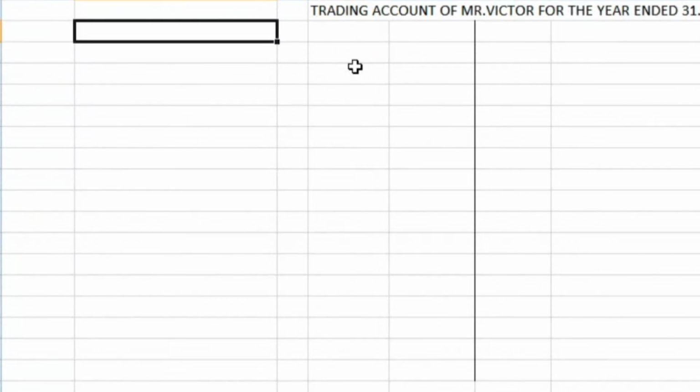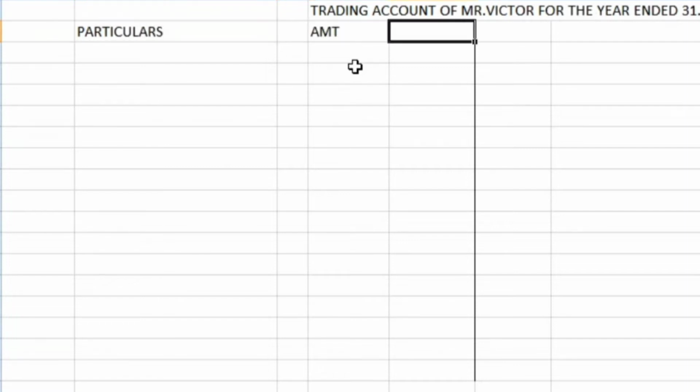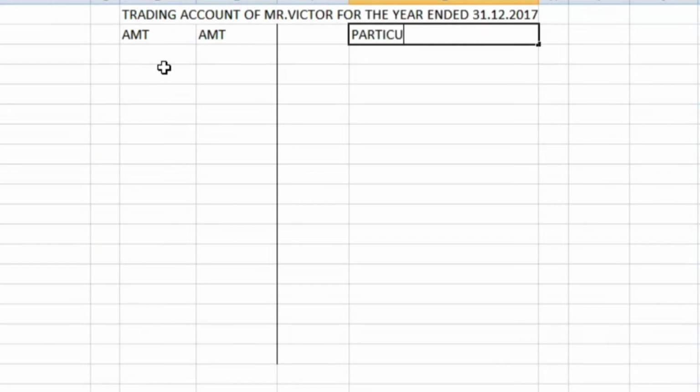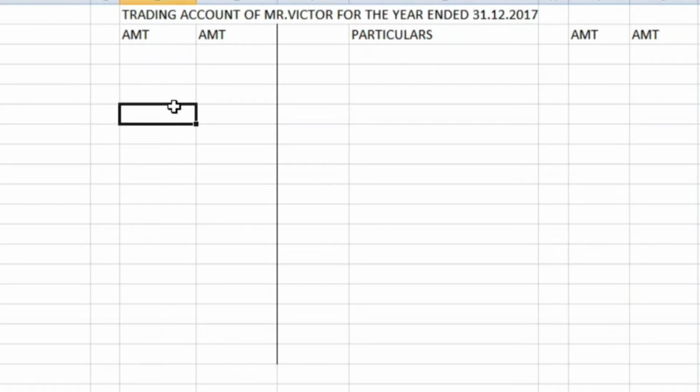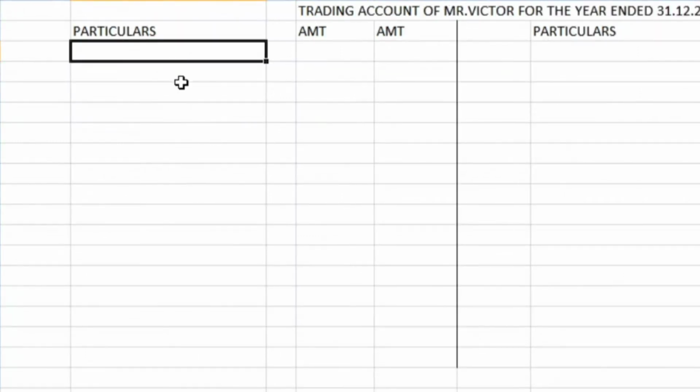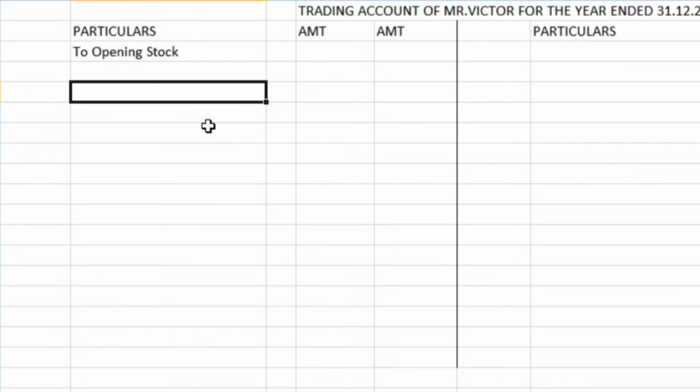By now you can leave off the date itself. Just start off with particulars, amount, particulars, amount and amount. Right? And you can start with the 11 items, 9 on the debit side, 2 on the credit side. So first, to opening stock. Second, it won't be purchases, it will be adjusted purchases. So that alone you must remember. Adjusted purchases.